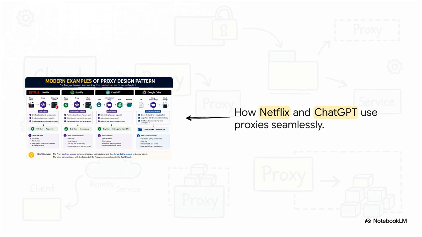Or think about how Netflix checks your subscription and your region before playing a movie. They are heavily utilizing proxies behind the scenes. When you hit play, you aren't directly talking to the main streaming server right away. You're talking to a proxy that checks your parental controls and your billing status. Only then does it forward your request to the actual movie object. It handles all these checks totally seamlessly, so your user experience never skips a beat.